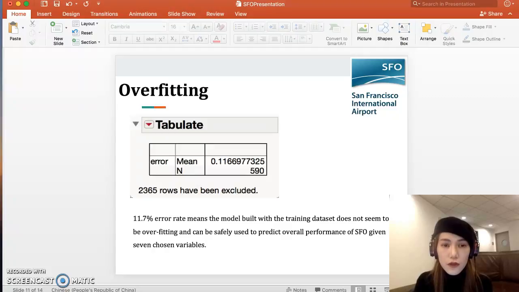And finally, we do overfitting. And we can see here, the 11.7% error rate means the model built with the training data set does not seem to be overfitting, and it can be safely used to predict the overall performance of SFO given the 7 chosen variables.